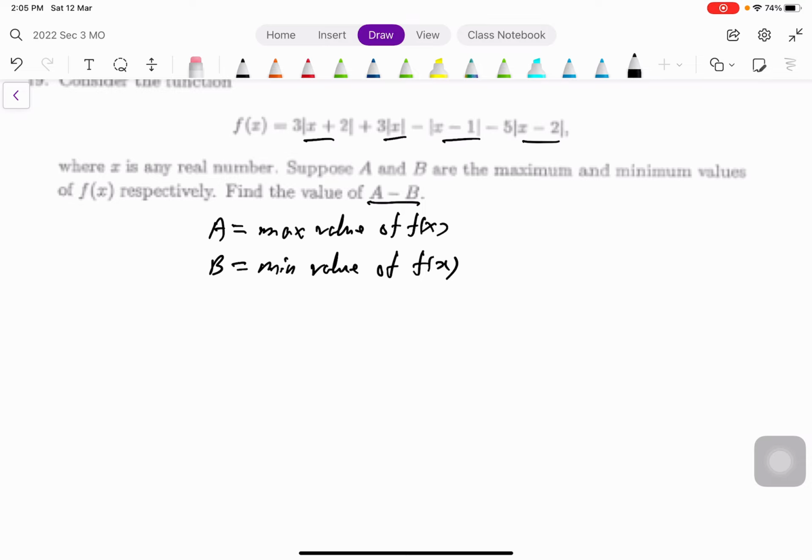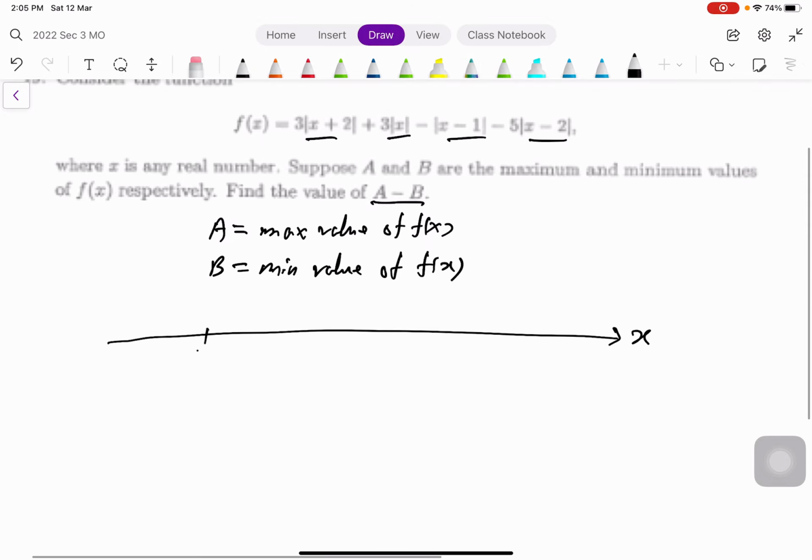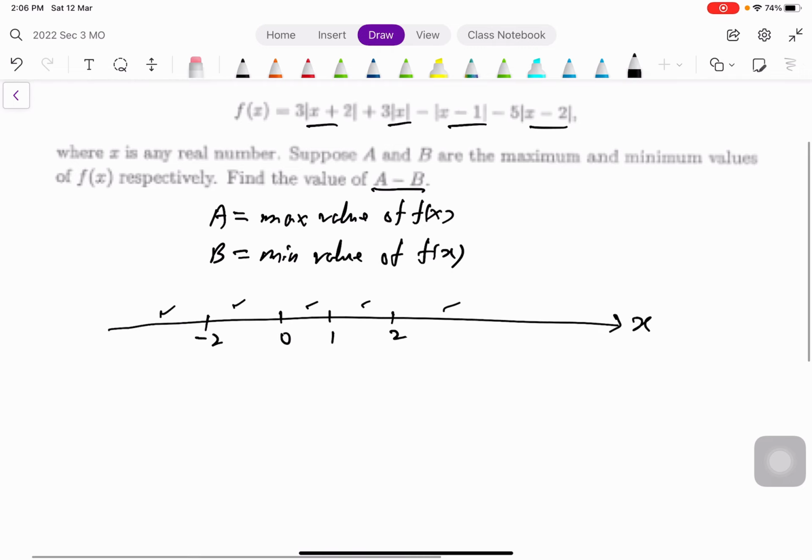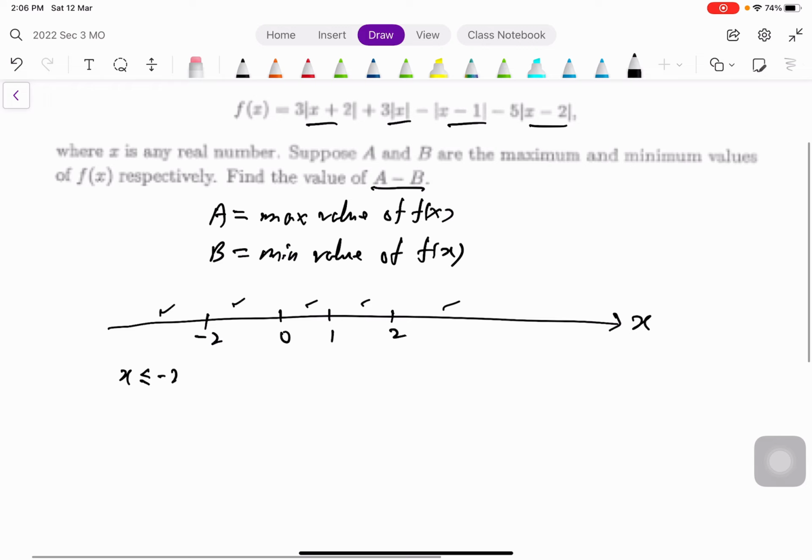In this case, can you see that we just break the number line into all these segments? That means this is minus 2. Can you see that? Minus 2. And then you have 0, then you have 1, and then you have 2. Therefore, that means you break this number line into 5 segments, 1, 2, 3, 4, 5. Therefore, first we consider x less than or equal to minus 2.